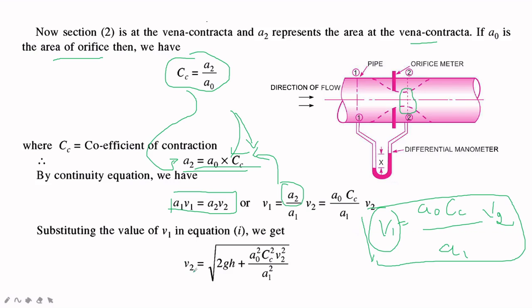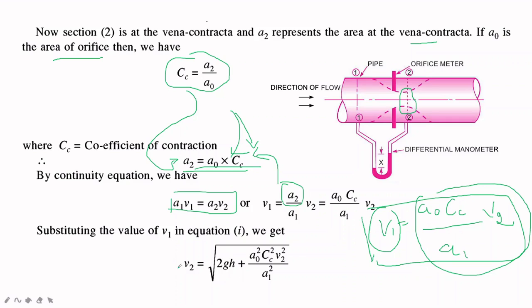So V2 is equal to root of 2GH plus V1 square, where V1 square is A naught square Cc square V2 square divided by A1 square. Now we just simplify, it's just simple mathematics. You just have to know the concept of where and what we have to do. The continuity equation must be used, and the next step is to take the area at the vena contracta. Once you understand conceptually, it is simple mathematics.